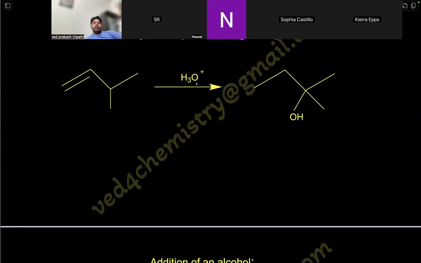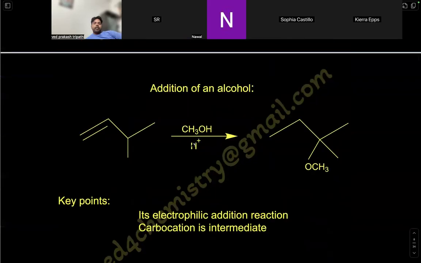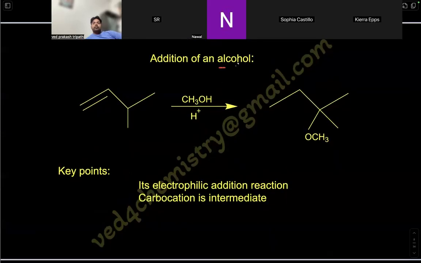This is the rearrangement case, same as in hydrohalogenation. Again, there is a carbocation. This carbocation is unstable, so it can rearrange by hydride shift. So we have this one, the most stable, and then we can add OH at the most stable carbocation. Clear? Next, addition of alcohol.